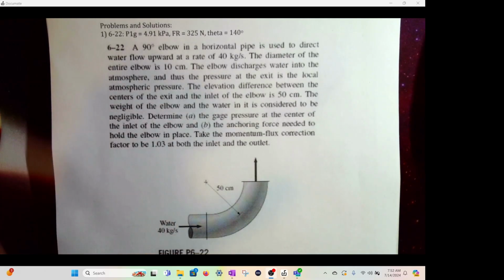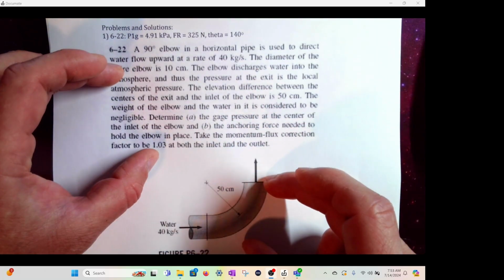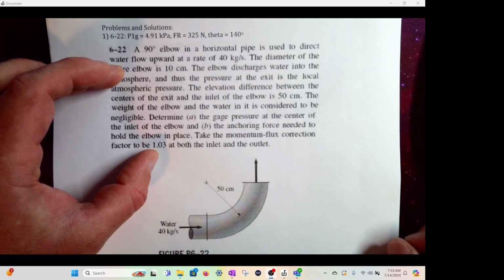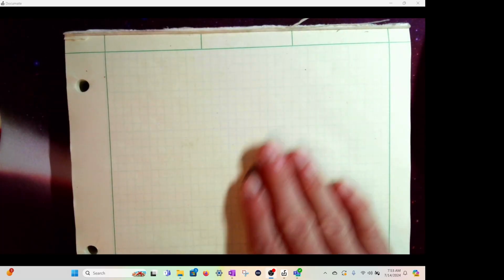So what I tell students to do first is read the problem carefully and do one of two things. Rewrite the problem on engineering paper, and I'll show you that here in a second. Or they can take this and print it on engineering paper. All right. So what is engineering paper? It's this green lined paper here.